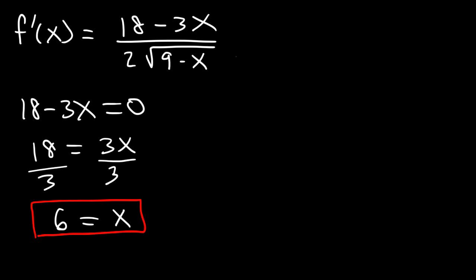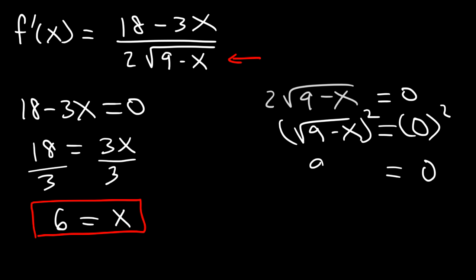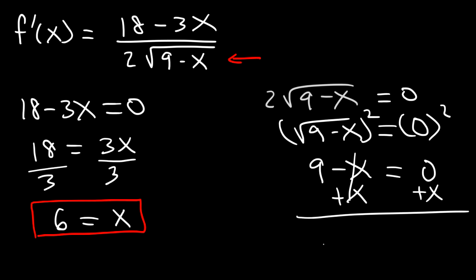Now for the second critical number, we need to set the denominator equal to 0. So if we divide both sides by 2, 0 divided by 2 is 0. That should not be a 2, that should be a 0. If we square both sides, 0 squared is 0. And then we need to add x to both sides. So we can see that x is equal to 9. So the critical numbers are 6 and 9.